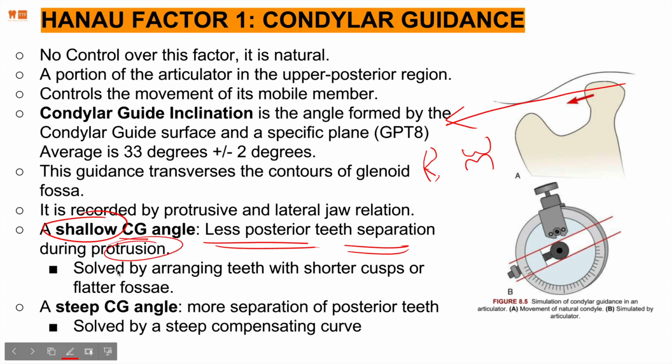So how do you fix this? Because that's a problem, right? It is solved by arranging the teeth with shorter cusps, right? So if, for example, if this happens, then what if we just did this?